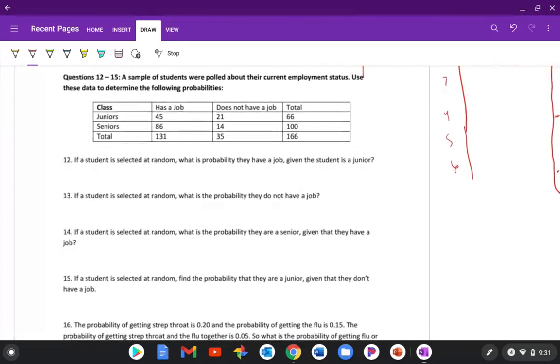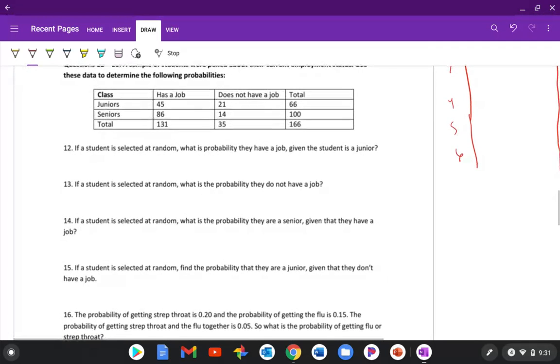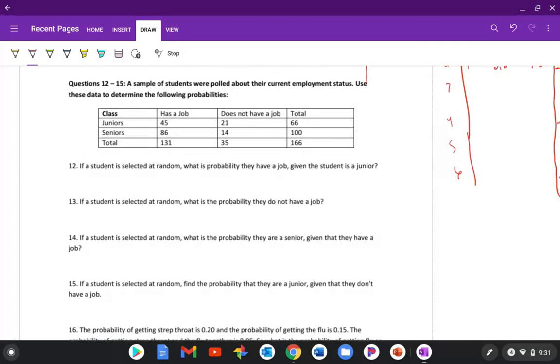For the next section, this is what we did in our last assignment, where we're using these conditional probability tables.